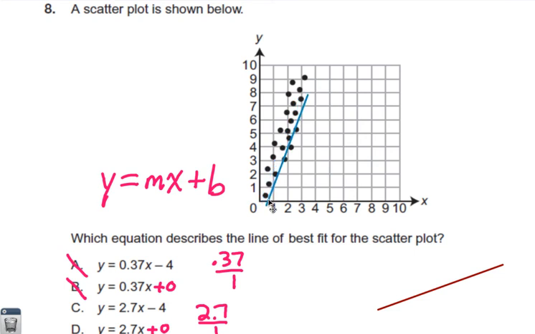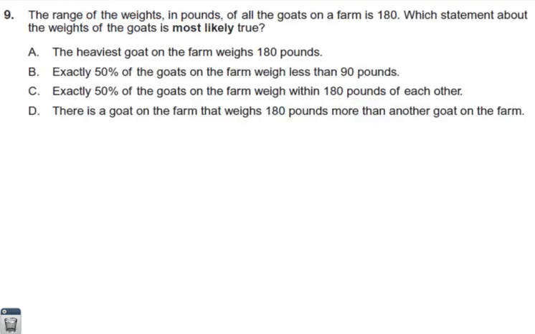What about a b value of negative 4? That's like about 1, 2, 3, 4. Okay, so that's approximately what? Yeah, no. It's definitely going to be D, because, long story short, option D has the correct slope of 2.7 and the correct y-intercept of 0.